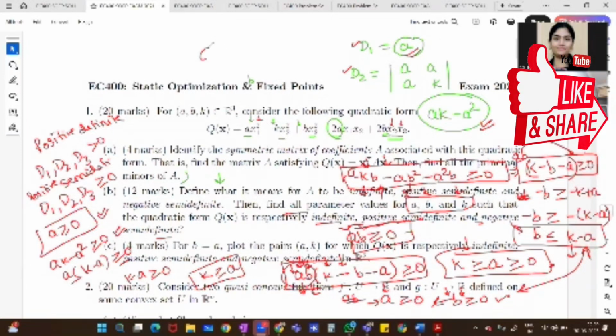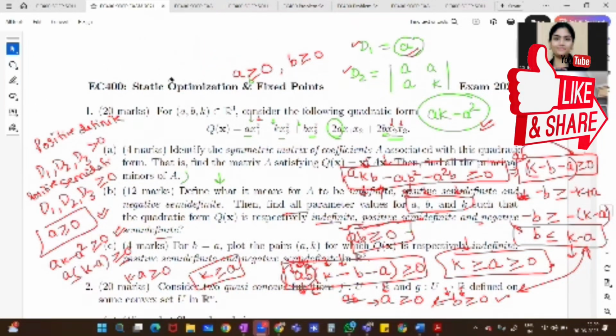Basically AB is greater than 0, right? So these are also two factors. A is greater than 0, B is greater than 0. This product can only be greater than 0 if either both are negative, then also it can be positive. Are you getting it? Got it. Yes.